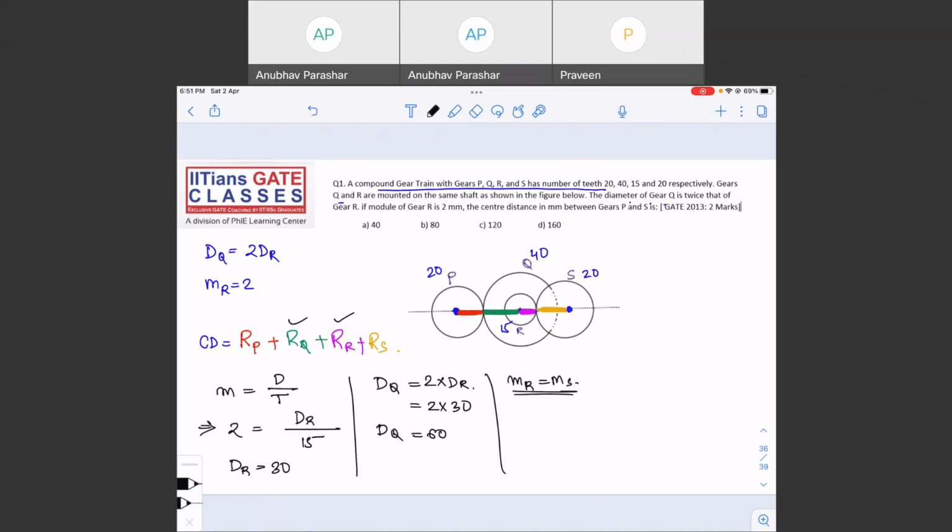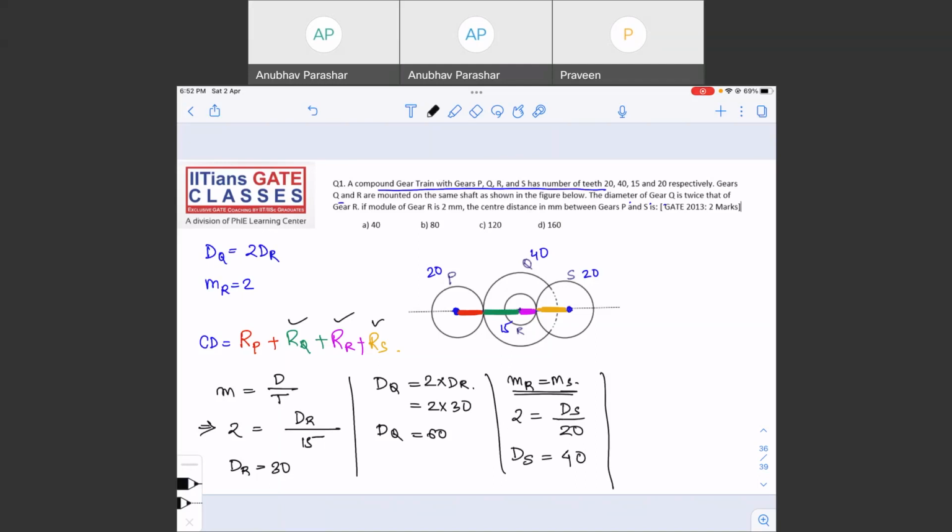From this equation, because R is in mesh with S, the module of R is equal to the module of S. So what is the module of S? It becomes 20 equals the diameter of S divided by the number of teeth on S, that is 20. So the diameter of S is 2 into 20, that is 40, right? Now I need to find the diameter of P.